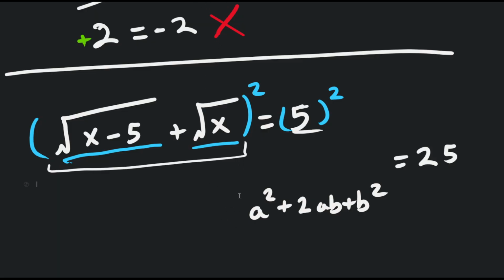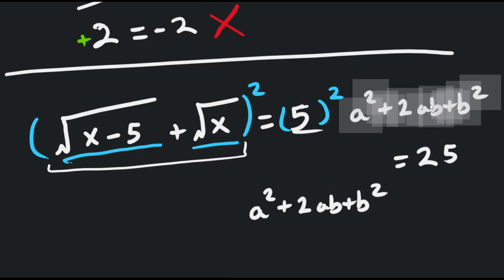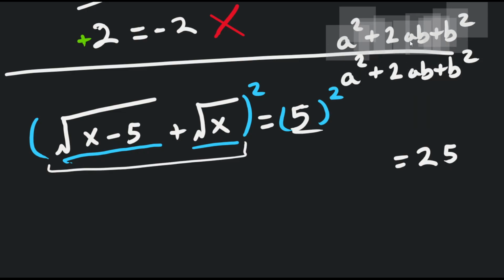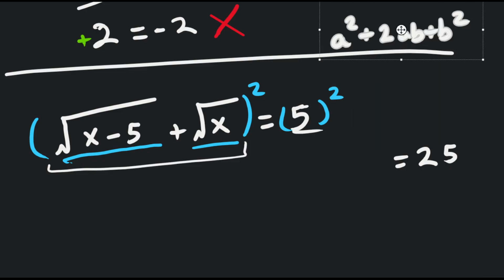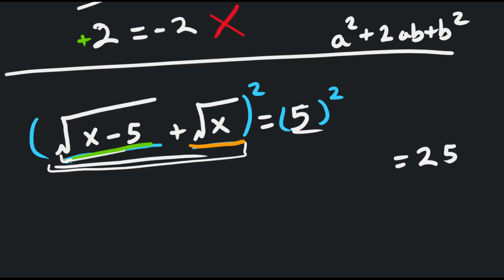Let me move this up here so I remember. Okay, so in order to expand this binomial over here, what's a squared? This is our a in this case. I'll put it in green, and the b I'll put in orange. Right here, the radical x is the b, and the radical x minus 5 is the a.